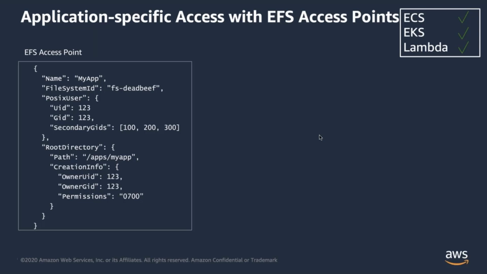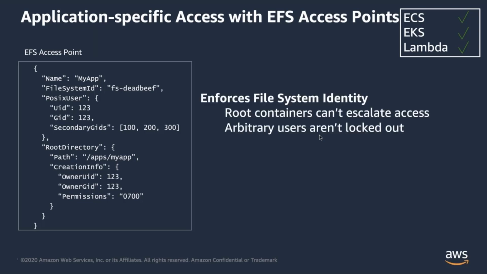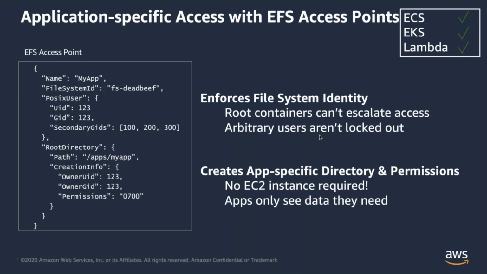In this case, what we're asking EFS to do is create the path apps/myapp with the same user ID and group ID that we've defined our POSIX user to be. That means this directory is going to be created and our user is going to be able to access it, which is what we want. So we see that there are two key properties of this. One is it enforces file system identity, so you no longer have to care about the actual identity of the application. Root users aren't going to escalate their access, arbitrary users aren't locked out, and it pre-creates any directories and permissions so that you don't have to.